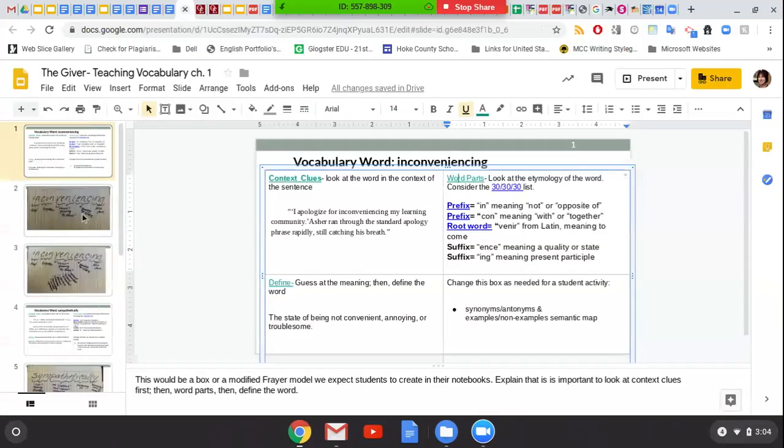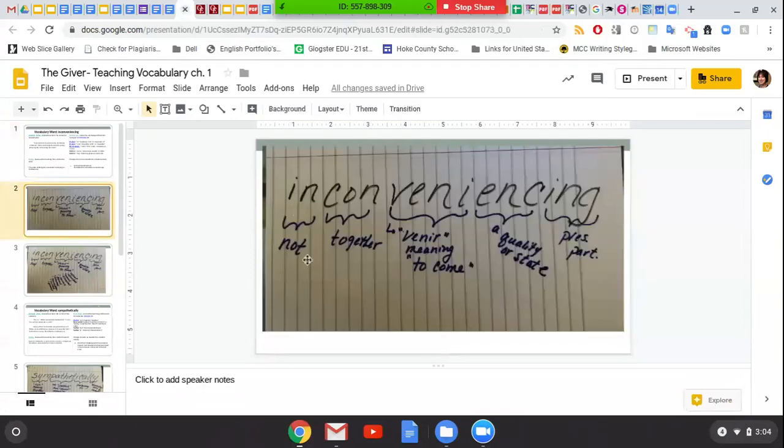After I have broken down the word parts, I would get to the definition. But if I have my smartboard, I prefer to break down the word parts using the bracket system. I think this is more visually appealing to students. They can understand it better. So I always prefer to take the word and put it in parts. Here we have our two prefixes, our root word, and our two suffixes.